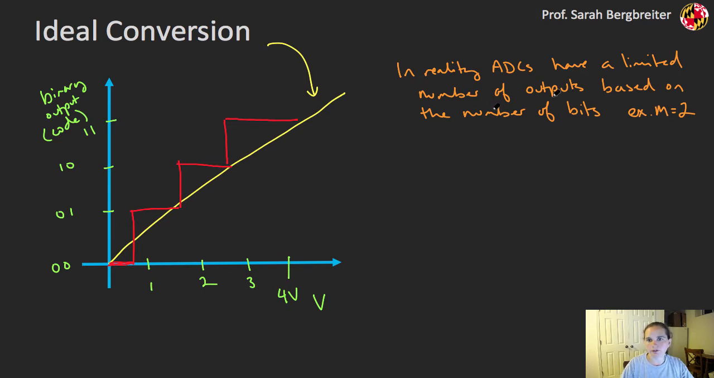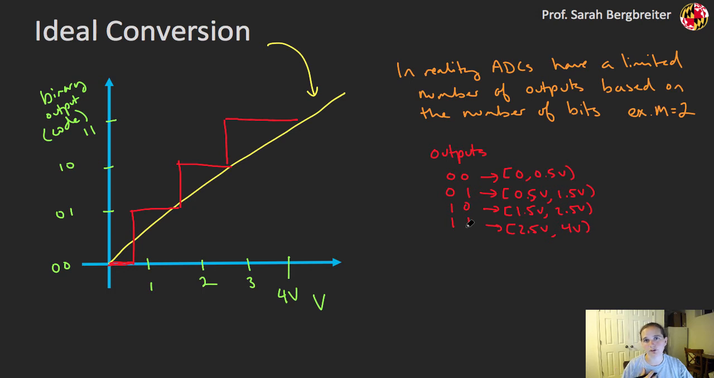So to write that a little bit differently, I have this mapping between my output code and my input voltage. 00 will give me between 0 and 0.5 volts, so if I'm at 0.4 volts, for example, I'll get a 00. If I'm between 0.5 and 1.5 volts, I'll get a 01 at the output of this particular ADC. Between 1.5 and 2.5, I'll get a 10. Between 2.5 and 4 volts is an 11. So you can see there are going to be a lot of interesting conversion errors that creep in here, depending on how I divide up those spaces.